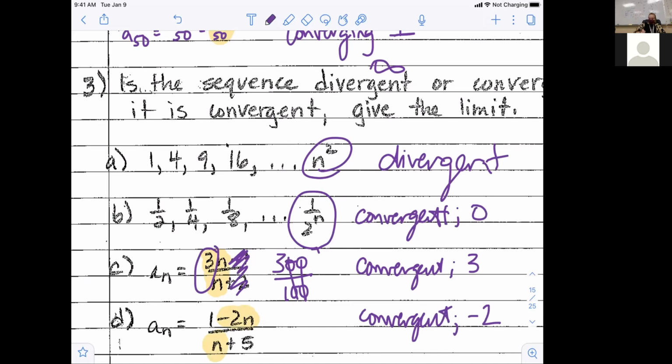Negative 2. See how there's a negative right there? Negative 2. Other than that, good.